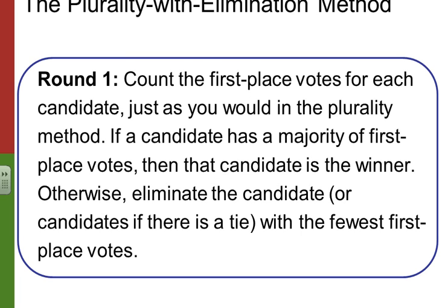Round 1. Count the first place votes for each candidate. Now, we don't have any first place votes for each candidate, right? Because we don't normally do an election with first, second, or third places. But all right, so this is what we're going to do.